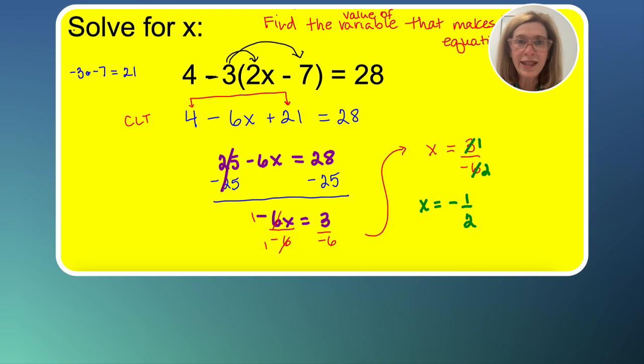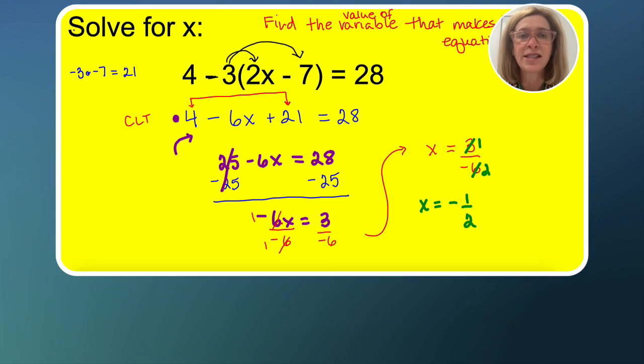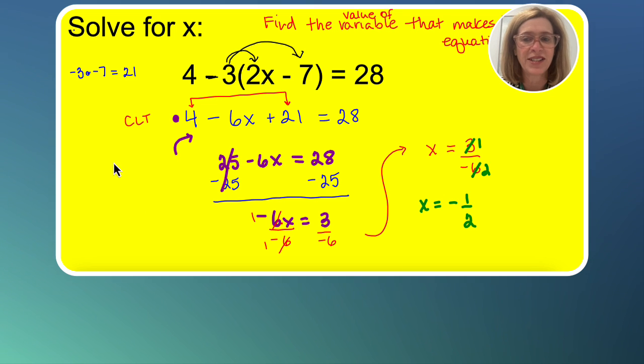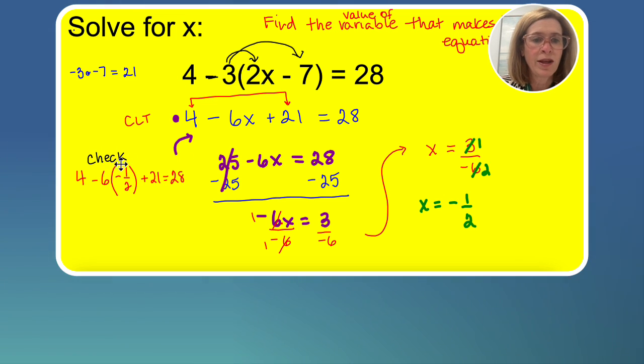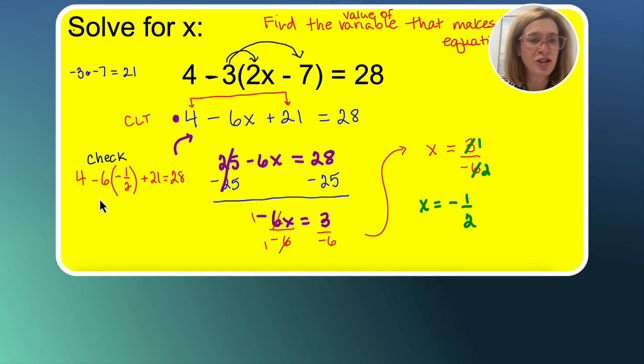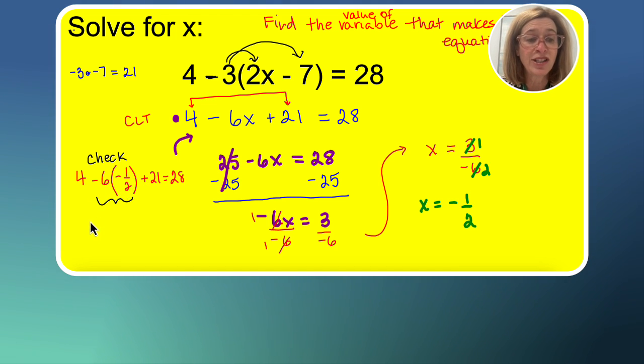The great thing about algebraic equations is I can check my answers. I'm going to check it in this step because I think it's a little bit easier to check it without the parentheses. I'm going to substitute or plug in my -1/2 for x, replace x with -1/2, and see if it equals 28. So this is my check. First I'm going to do my multiplication: -6 times -1/2 is going to be 3.